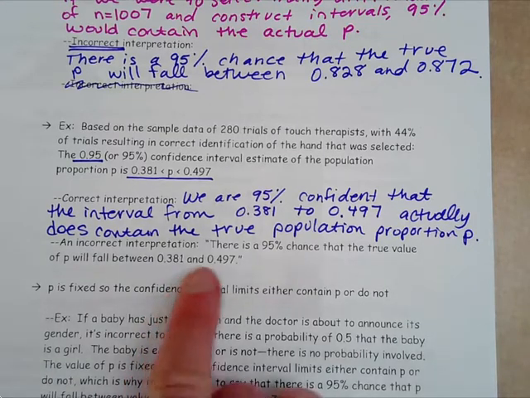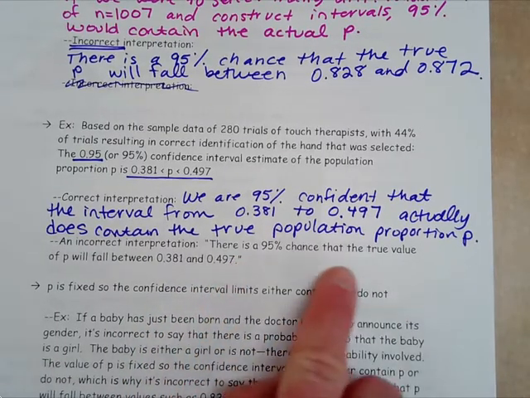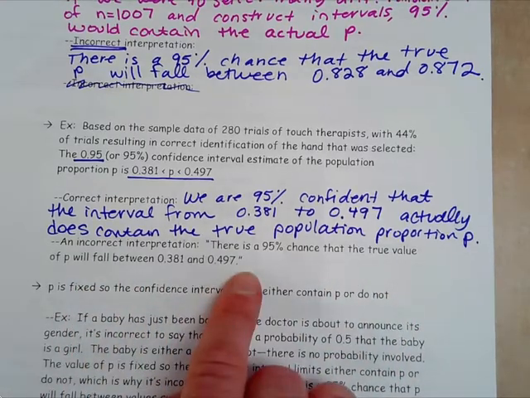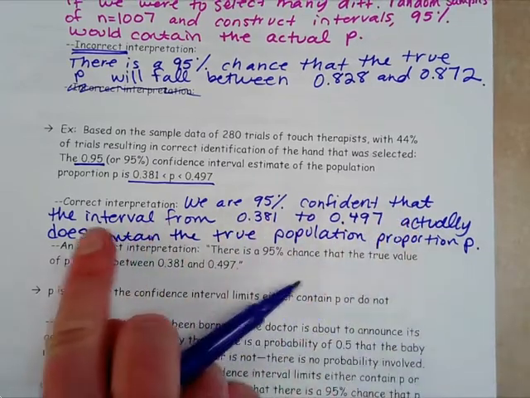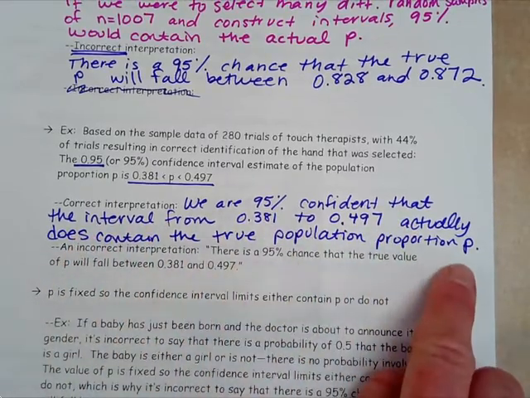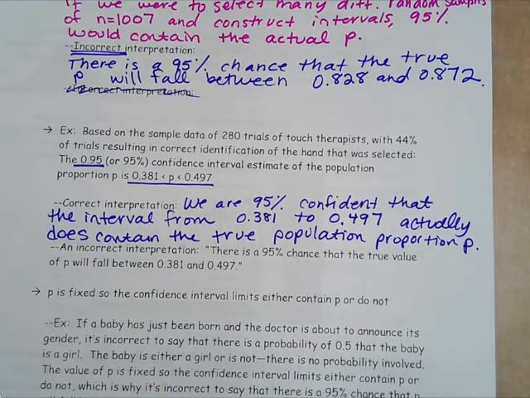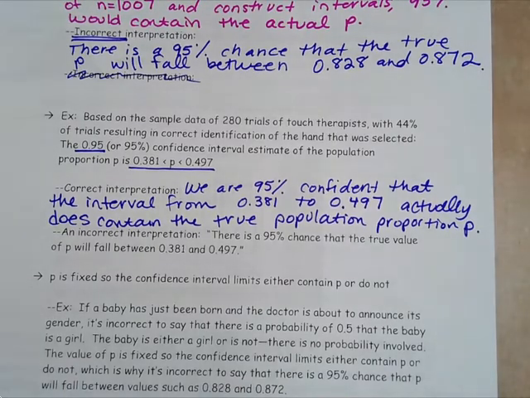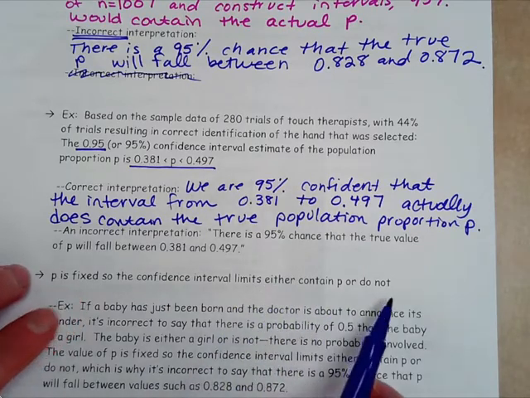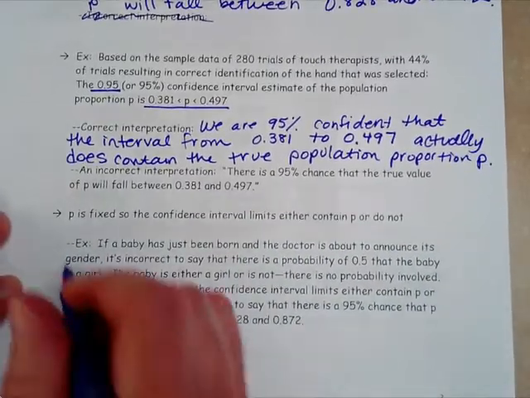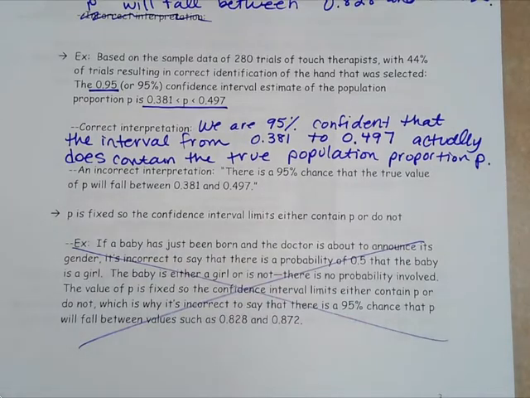The incorrect interpretation is there's a 95% chance that the true value will fall between those. Instead, it's we are 95% confident that the interval actually does contain the population proportion. P is fixed, so the confidence interval limits either contain P or don't contain P. We're going to skip that example.